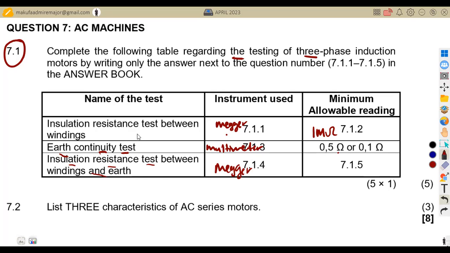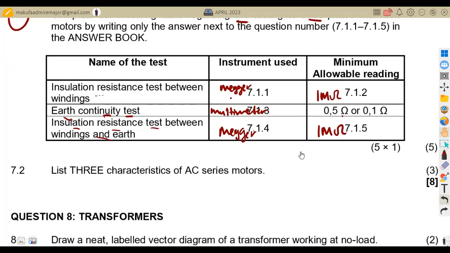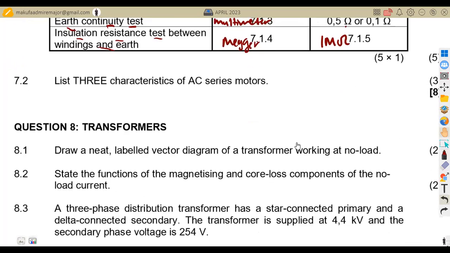All right, so this one is just a repeat. Here we just said insulation resistance test. I'm wondering why I am having a repetition. All right, so this one is between the windings and the earth, which is the same as what we have there. So even the resistance there, 1 megaohm is allowable as a minimum requirement.